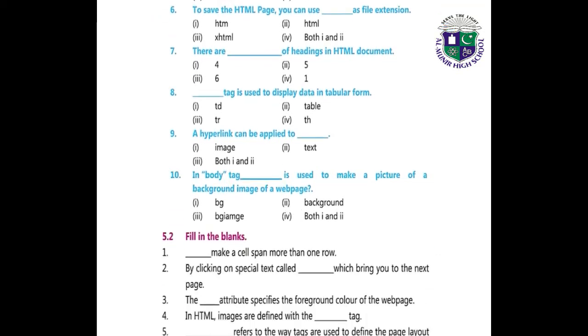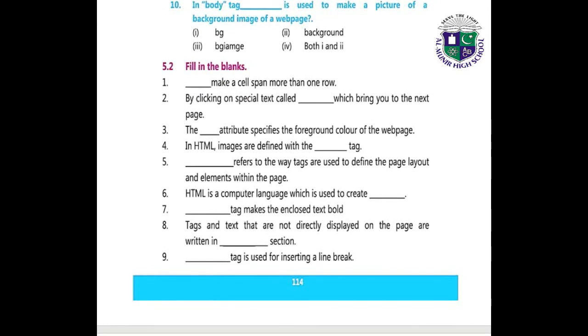Next students, we have the fill in the blanks. Look at the question number 5.2. The correct answer is rowspan. Next, by clicking on special text called, the correct answer is hyperlink. Number 3, the correct answer for the dash attribute specifies the foreground color of the web page. The correct answer is text.